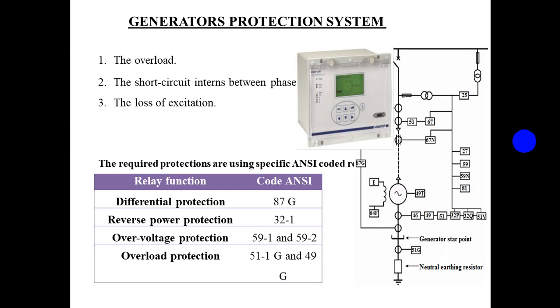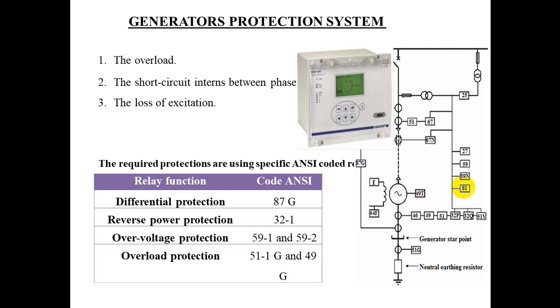Stator earth fault protection. With neutral earthing resistors or generator star point, this type is called the stator earth fault protection. When the stator neutral is earthed through the resistor, a current transformer is mounted in the neutral to earth connection.